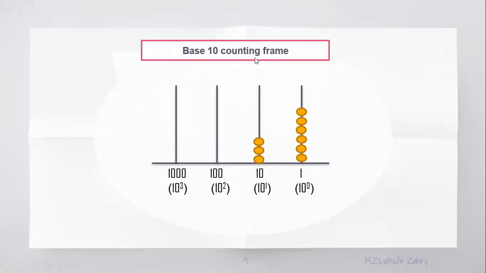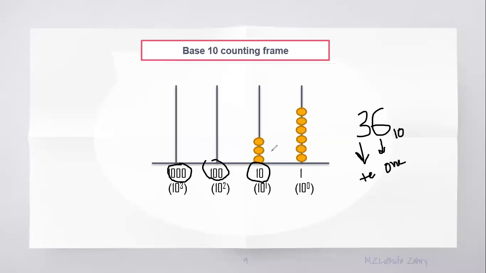Okay, so this is the base 10 counting frame, called an abacus, right? This is what a counting frame is. This place is going to be the ones place, tens place, hundreds place, and thousands place. For the number 36, base 10, you know it is at the tens place, and this is at the ones place. So there are 3 beads here and 6 here. That is how you can show the number in the counting frame.